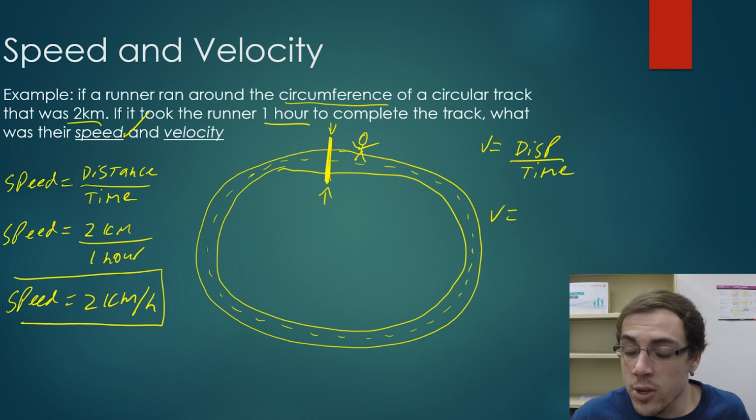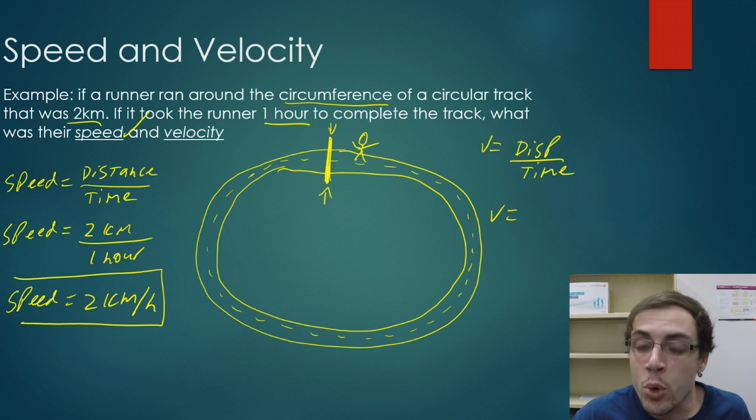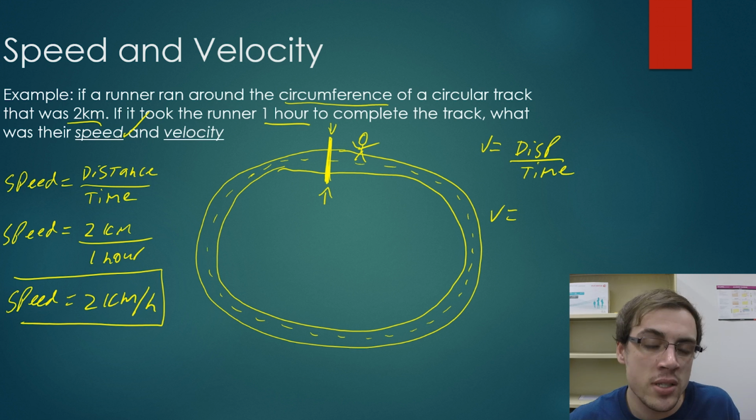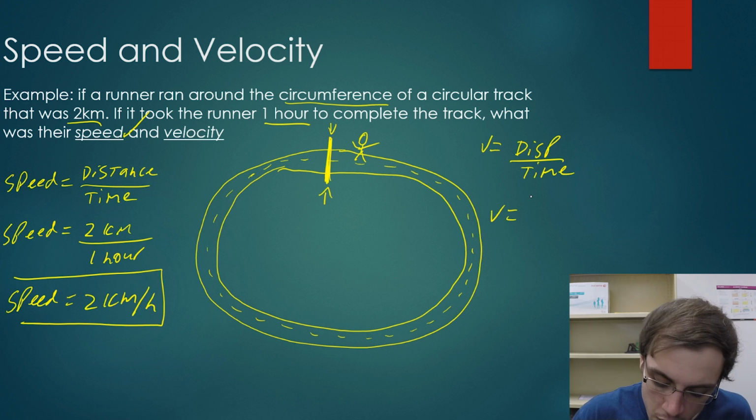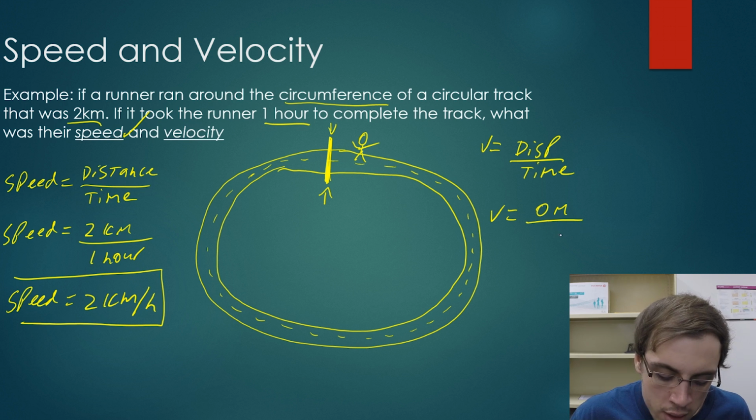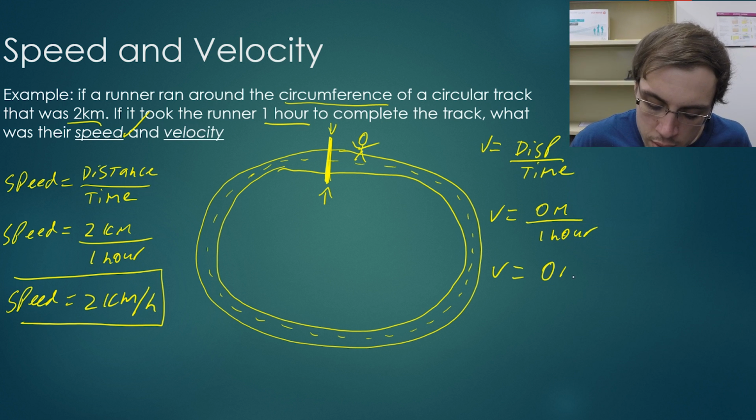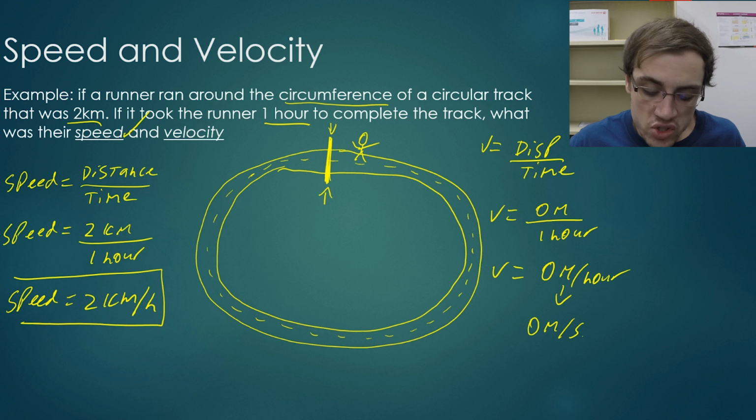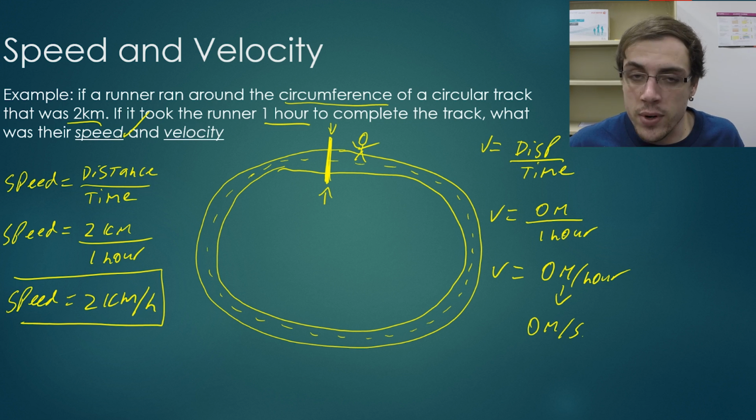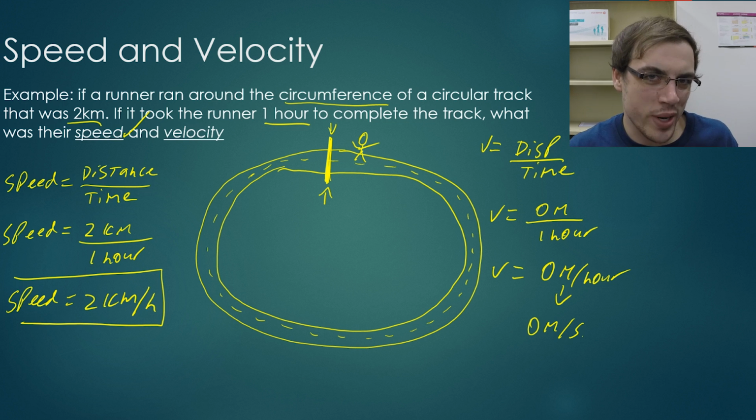So technically, if you look at his displacement, he didn't actually move, because his final position is not different to his initial position. It means that he moved 0 meters in 1 hour, which means his total velocity is 0 meters per hour, or if we use the proper units, 0 meters per second. This is how speed and velocity are very, very different. And that's how it can be a little bit tricky to distinguish between the two.